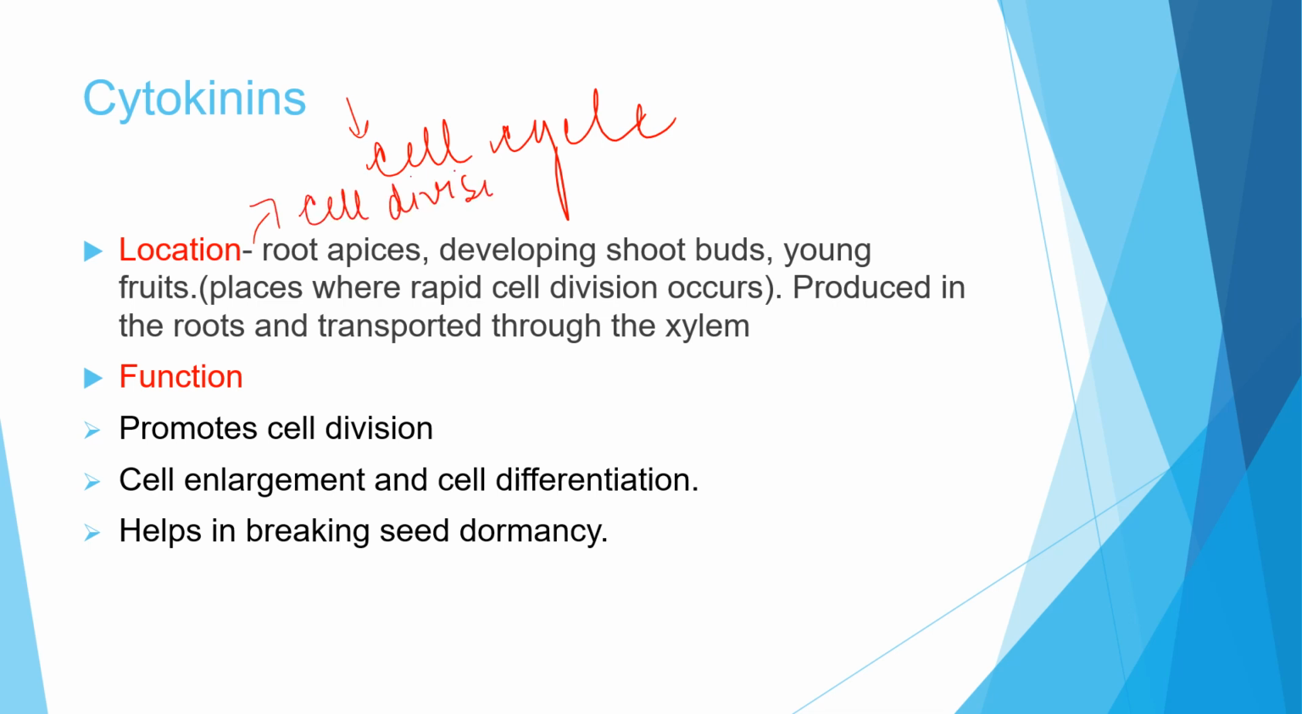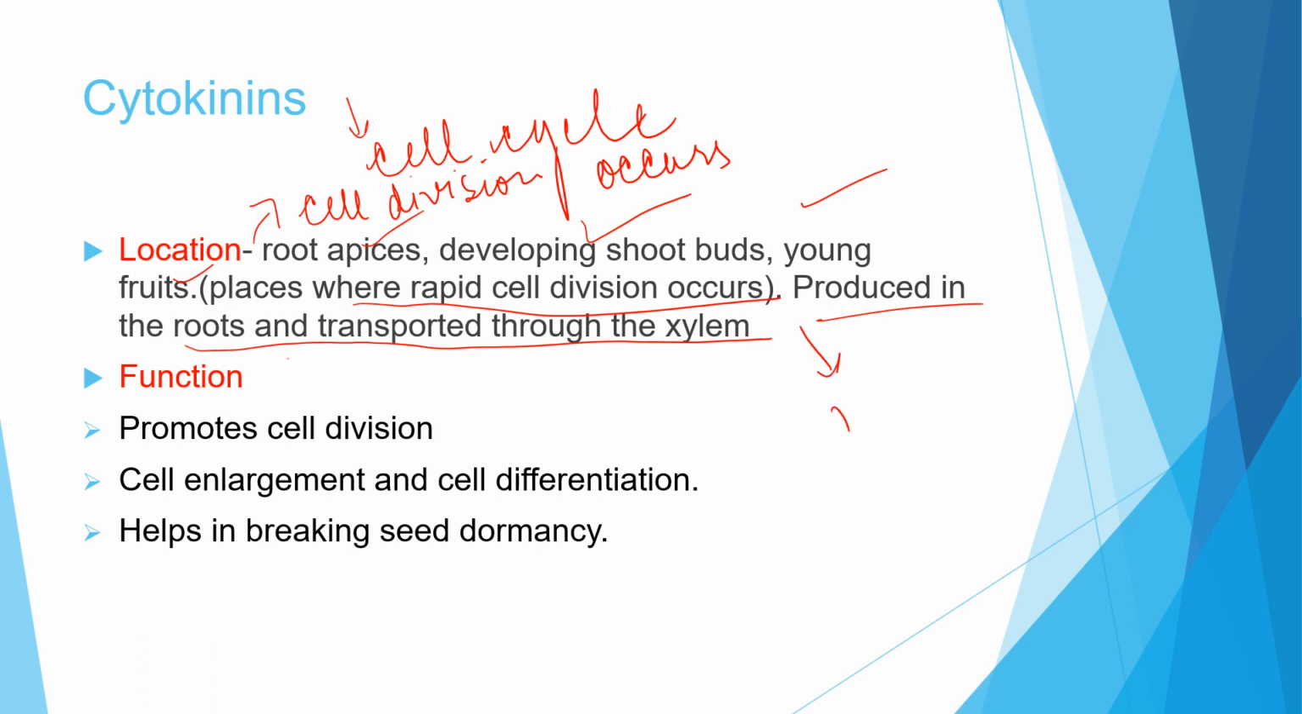Where is it located? At the site of cell division, mainly at the root apices, developing shoot buds, young fruits and places where rapid cell division is occurring. They are produced in the roots and transported through the xylem to promote tissue growth and budding and retard the plant's senescence. So they are promoting tissue growth.